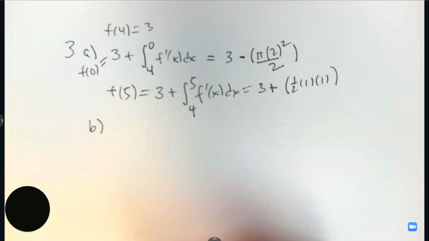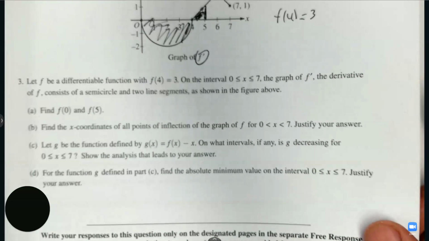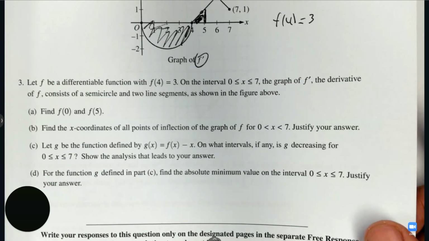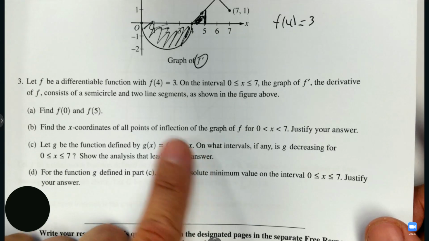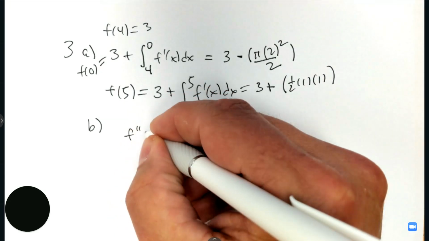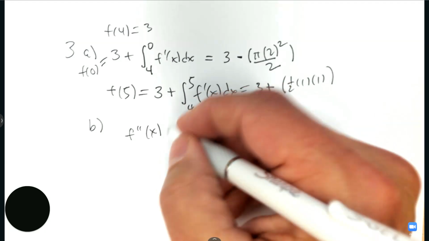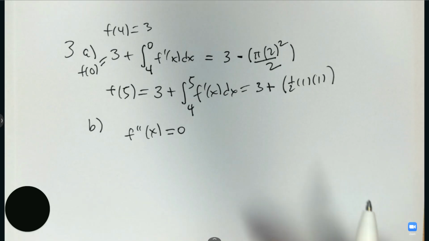Part B. And if you need to press pause and do part A over again until you understand it and watch the video a second time, a third time, then that's what you do. Find the x coordinates of the points of inflection for f. So first I'm going to recognize that the second derivative, right? And we need to know when the second derivative equals 0, and we need to draw a number line for this.